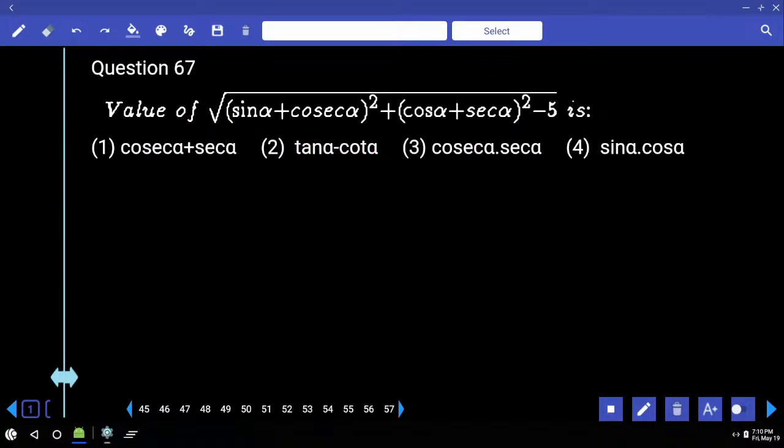Value of sin alpha plus cosecant alpha whole square plus cos alpha plus secant alpha whole square minus 5 is. Here, we can do it directly, it is not very difficult.